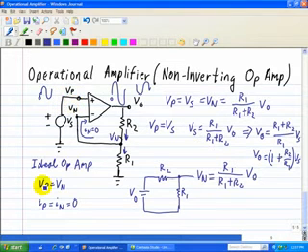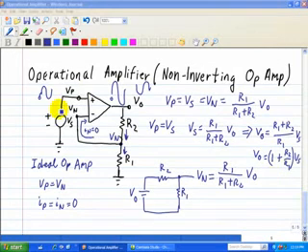We use the ideal characteristics of Vp equal Vn, and Ip equal to In equals 0, and we use that approximation so we can use a voltage divider at our output circuit. And then our input is related to our output in terms of using Vp equals Vn. So once again, our gain is governed by our external resistors R2 over R1, and then we add a 1 to it. Now let's say we want to design this op-amp to have a gain of 10.